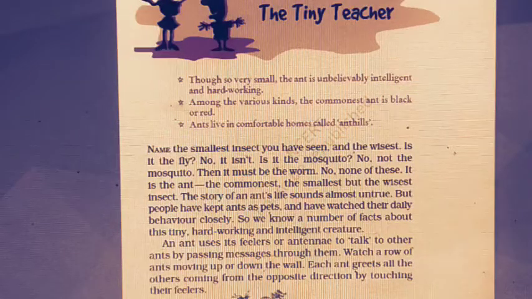Now I'll be taking up the textbook. The textbook is before you. The story of the tiny teacher is about an ant's life, which is totally remarkable. It is the smallest yet the wisest creature we see in our daily lives.